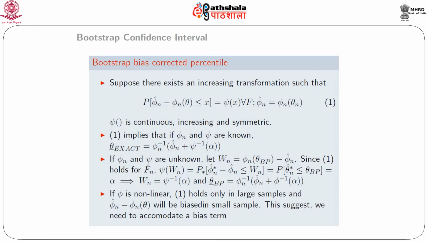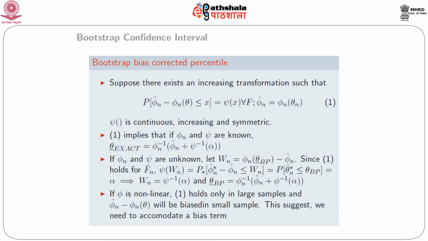So, ψ(W_n) is P*(φ_n*-hat minus φ_n-hat ≤ W_n) is equal to θ_n* ≤ θ_BP, which is equal to α, which implies W_n is ψ inverse α, and the lower bound, that is θ lower bar BP, is ψ_{n-1} φ_n inverse φ_n-hat plus ψ inverse α, which is equal to θ exact.